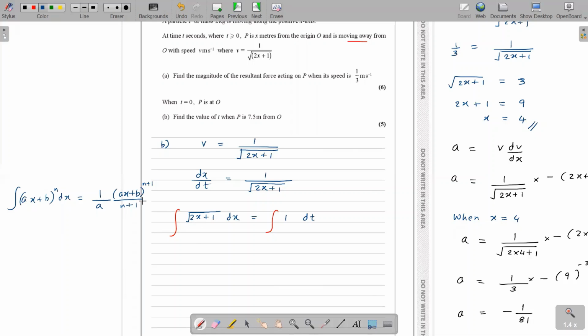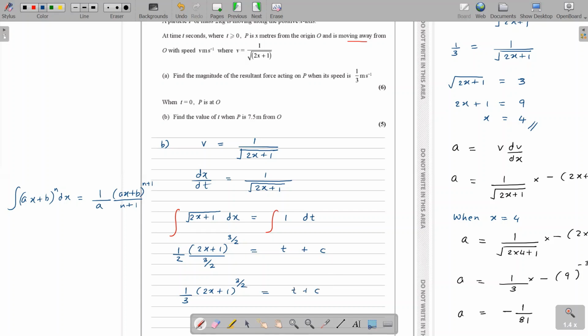So divide by the coefficient of x. The x coefficient is 2, so 1 over 2 times 2x plus 1 to the power half plus 1, which is 3 over 2, divided by 3 over 2. Is this clear? That equals the integration of 1 with respect to t, which is t. And don't forget the plus c. When you simplify, the half and the 2 cancel, and you have 1 over 3 times 2x plus 1 to the power 3 over 2 equals t plus c.